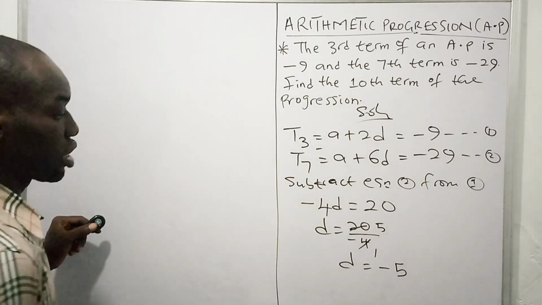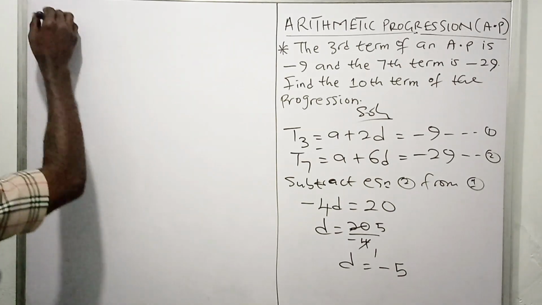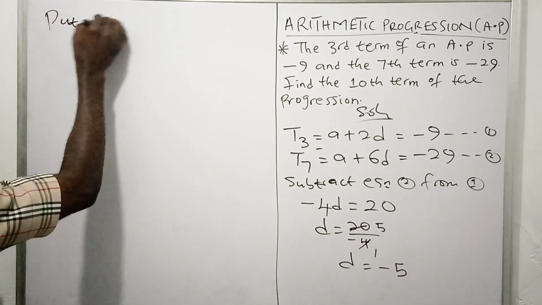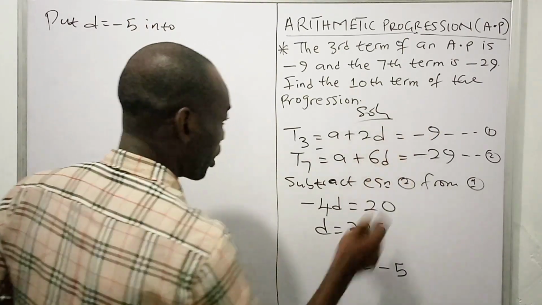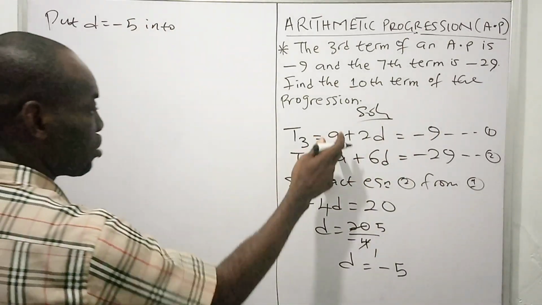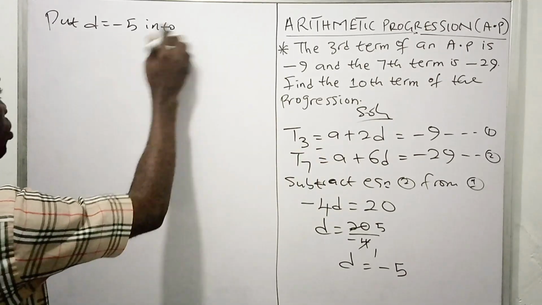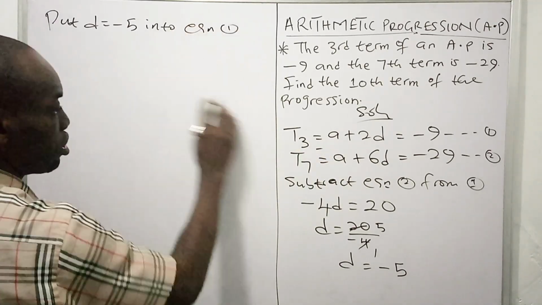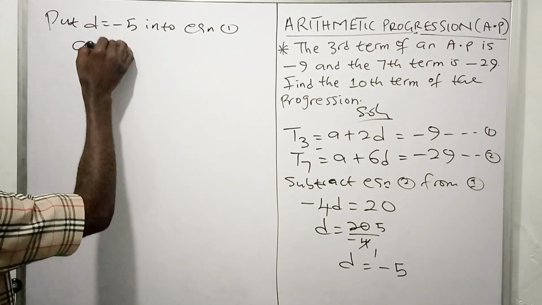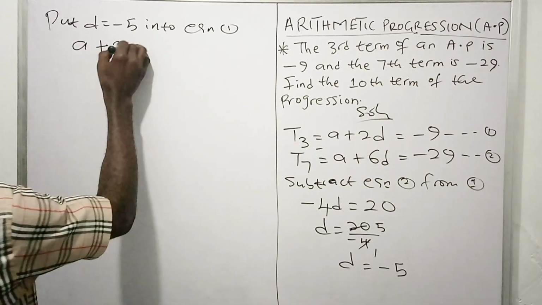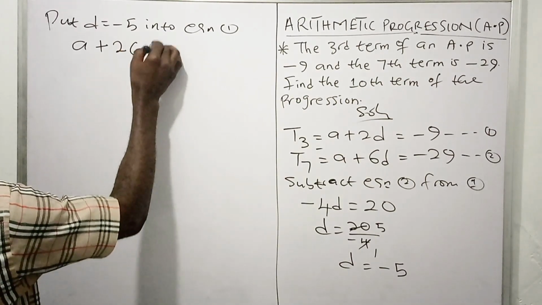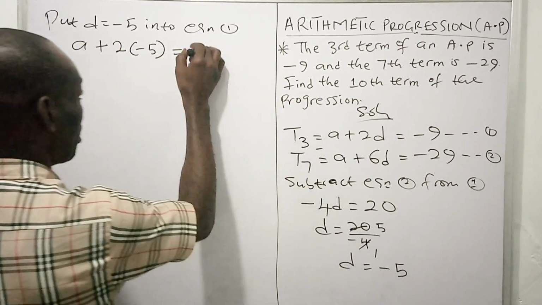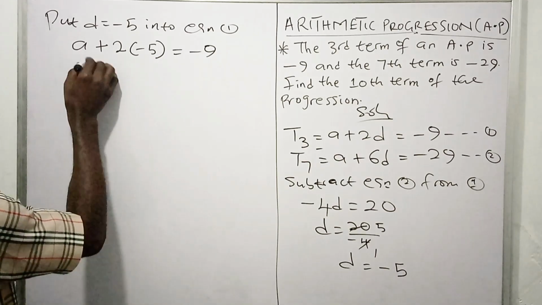Now that we have the common difference as minus 5, we substitute. I will put D equals minus 5 into either equation 1 or 2 in order for us to get the value of the first term, A. Let's use equation 1. That gives us A plus 2, and don't forget our common difference D is minus 5, and we'll have minus 9 here.